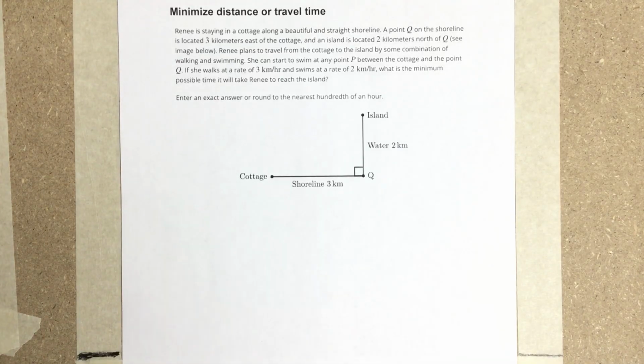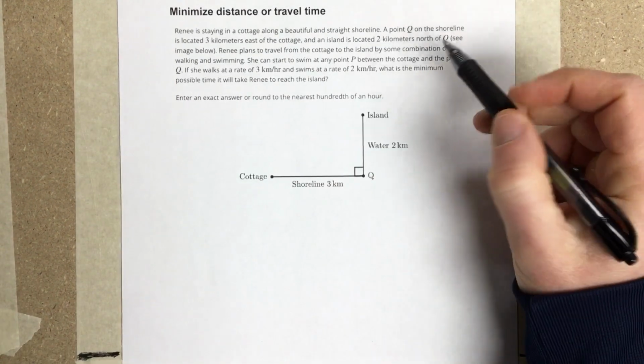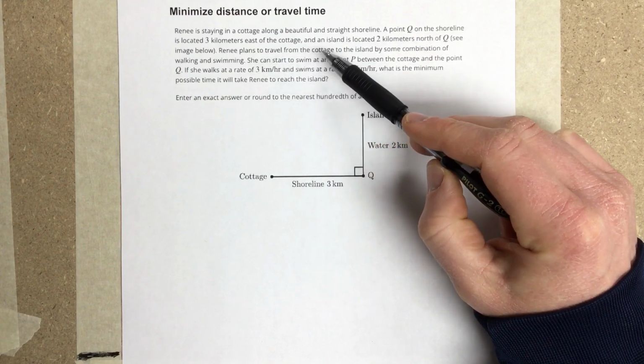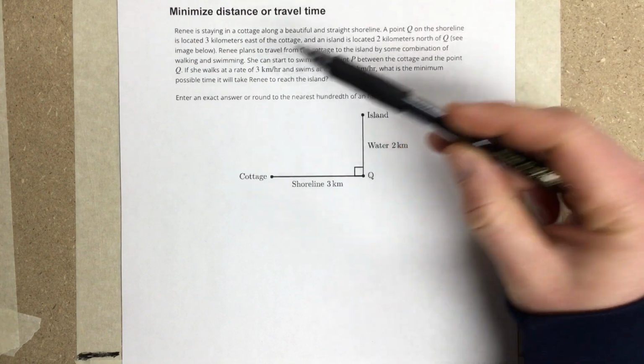In this video, we're going to minimize distance or time. It says Renee is staying in a cottage along a beautiful and straight shoreline. A point Q on the shoreline is located 3 kilometers east of the cottage, and an island is located 2 kilometers north of Q. And it says see the image below.